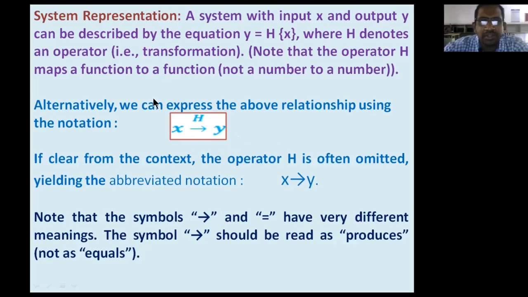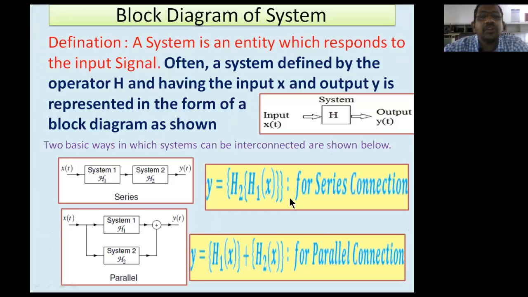How do we read this statement? x tends to y for a system h, or system h is going to produce output y based on the input signal. A system is an entity which gives a response to the input signal after processing; that is the basic definition. That basic definition applies once you put an arrow mark to this. Putting the arrow mark becomes the representation of a system mathematically. The basic definition we have already seen in earlier classes: a system is an entity which responds to the input signal.